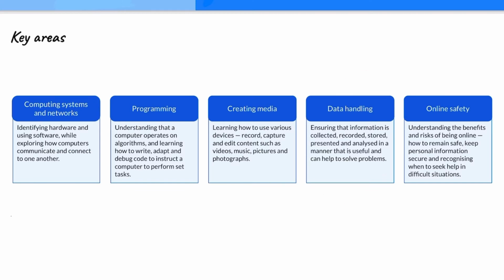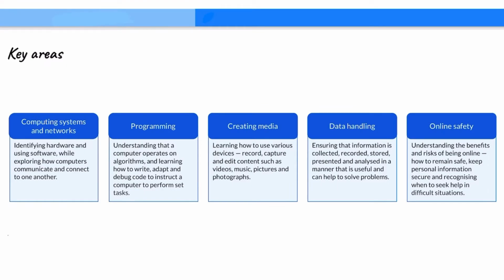We have data handling, which is about ensuring that information is collected, recorded, stored, presented, and analysed in a manner that is useful and can help to solve problems. And then last but not least, we have online safety, which is about understanding the benefits and risks of being online and how to remain safe, keeping personal information secure, and recognising when to seek help in difficult situations. Now, all of the lessons that we'll deliver have been categorised into these 5 areas, and we will return to each area in every year group so that there is a progression of skills and knowledge.